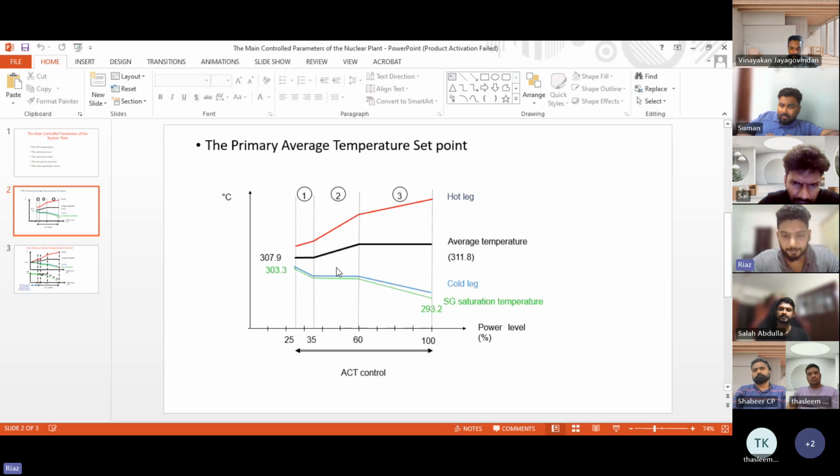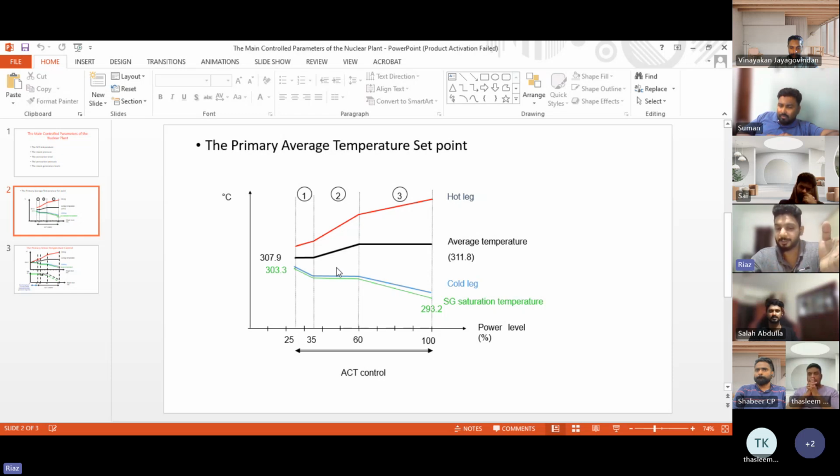You got my point? So you have to understand only like this. We have only two modes of operation regarding the power level. Using the power level, we are having two modes of operation. One is ACT control mode, the average coolant temperature and neutron flux control mode. If it is above 25%, it is ACT.